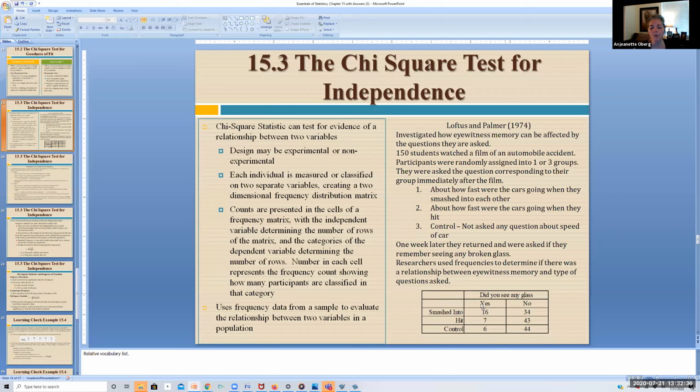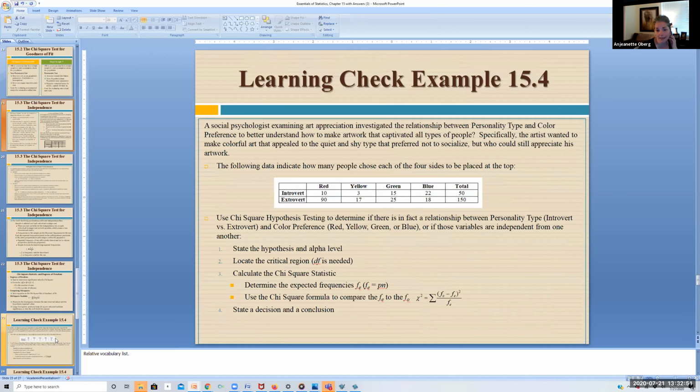So what we want to know is, is this aligning with the expected frequencies? What would we expect in the expected frequencies? So the biggest trick here is determining what our expected frequencies are, okay? Remember, we had 150 people.